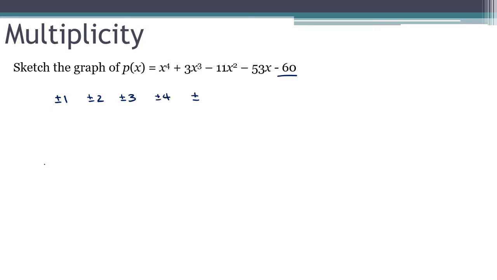4, 5, 6. Okay, now I finally start skipping. Not 7 or 8 or 9, but 10 works. 11, 12, 13, 14, 15, 16. Now the next one I think is going to be 20.